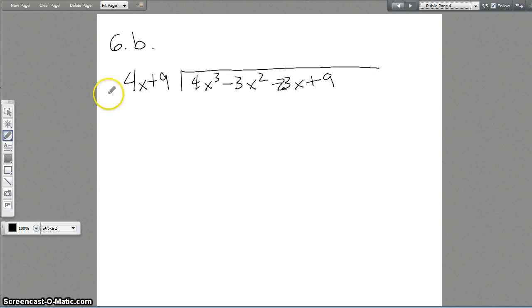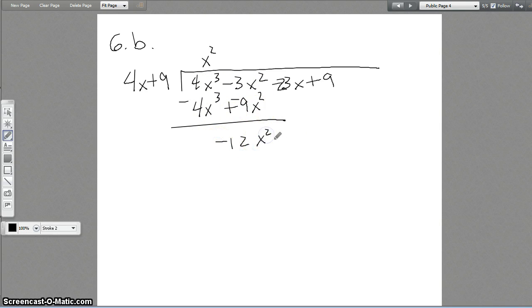What do we have to multiply by 4x to get 4x cubed? Well, that's got to be just x squared. And then we multiply the x squared times 4x plus 9 to get 4x cubed plus 9x squared. Then we need to flip our signs and add. 4x cubed minus 4x cubed is 0. Negative 3x squared plus negative 9x squared is a negative 12x squared. And we bring down our next term. And I'm going to stop here because it's about to cut off, and we will finish this problem in part 2.